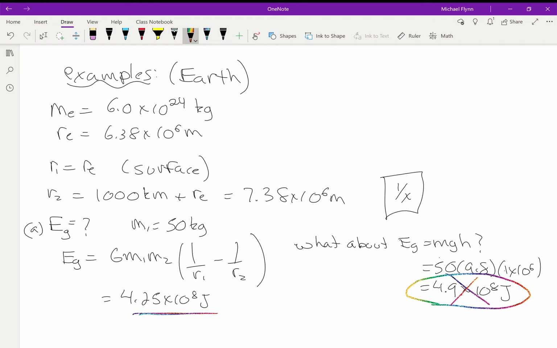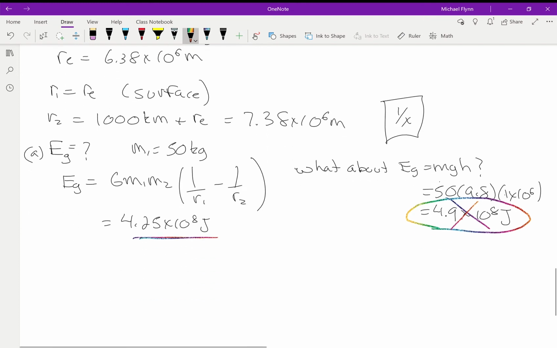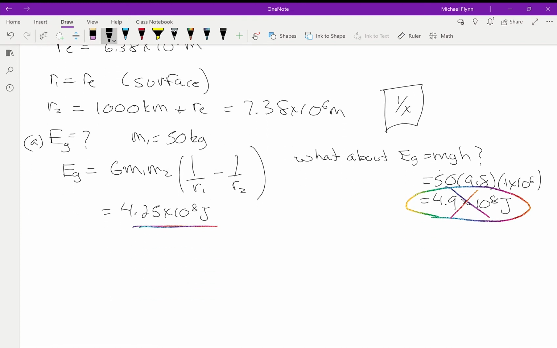When we're going into space, you have no choice. You have to use universal gravitation. All right, so that's example A. No problem, right? Just using a formula, no free body diagram. It's all good. All right, question B.